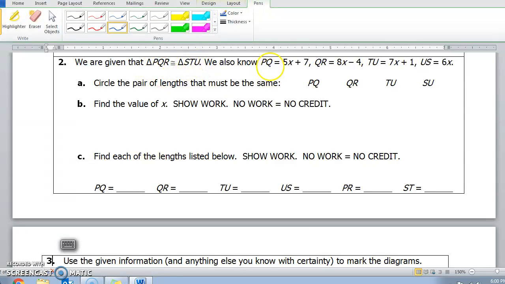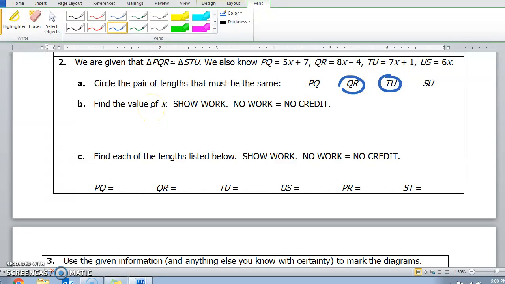So on A, when it says circle the pairs of lengths that must be the same, PQ should be congruent to ST. However, those aren't one of our options. So we move to the next pair. QR is congruent to TU. That is listed, so we will circle QR and TU.